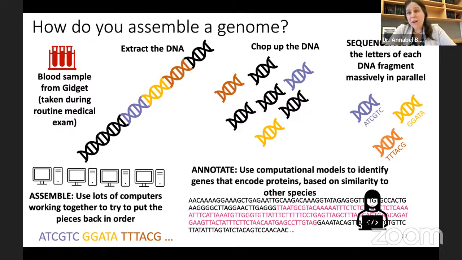Finally, we actually want to go through all that sequence and find where those genes are, those genes that are hidden around the genome. And we do this using computational models to predict where they are and using that similarity to other species that I was talking about. And so we went through the genome and used information from ferrets and dogs and cats and other models to try to find where those genes are located.